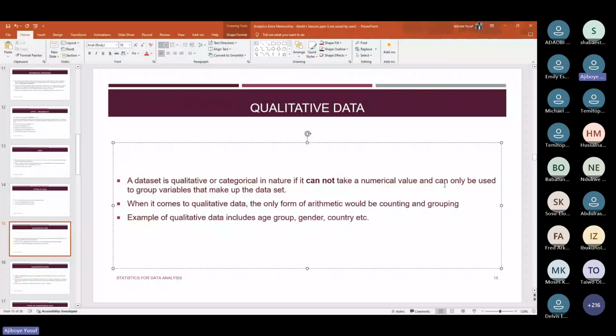Examples of qualitative data that are obvious include gender, your country, your state of origin, your age group, your blood group. Some of the properties that define qualitative data are that you can't perform arithmetic on them. You can only count them or group them.